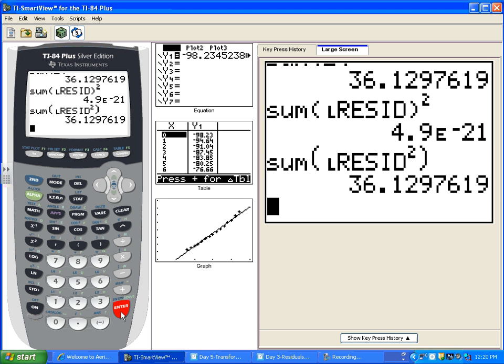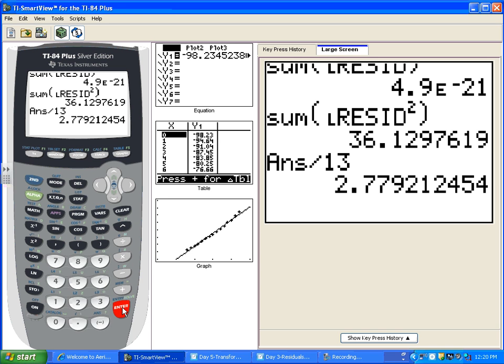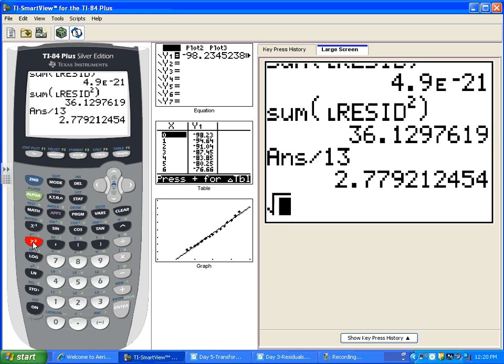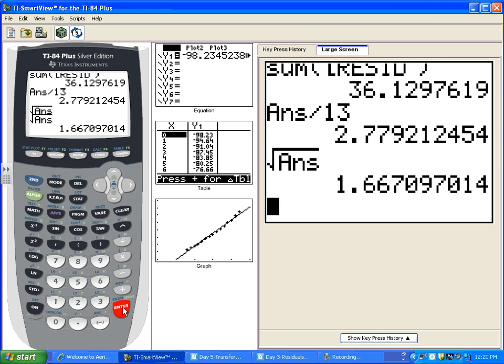Okay? Do we agree that we've got the sum of the squares of the residuals now? Calculator does it all. As I told you in this class, the calculator's going to do all the work for you. You need to know what it's doing. We're going to divide this by n minus 2. That's our formula. N is the number of data pieces. I think in this one we got 2, 4, 6, 8, 10, 12, 14, 15. Is that right? 15 data pieces. 15 minus 2 is 13. And at the very end, we're going to square root it. So that is our standard error. Rounded to 4 decimal places, 1.6671.